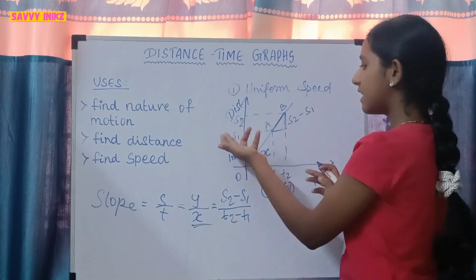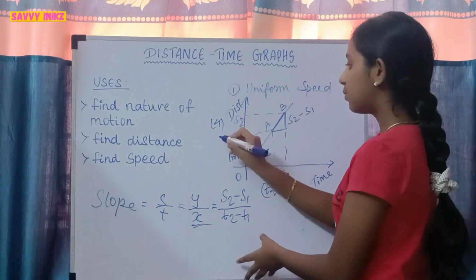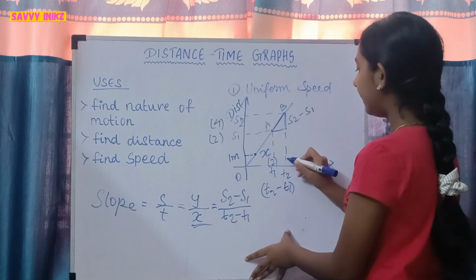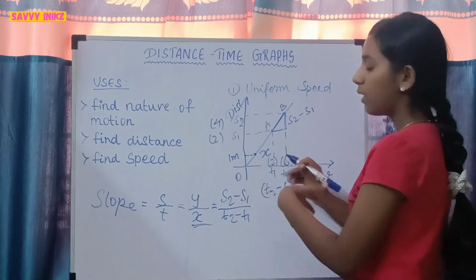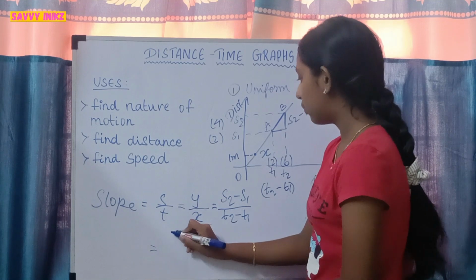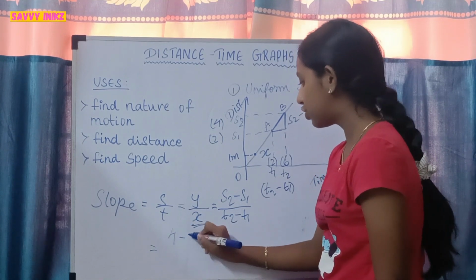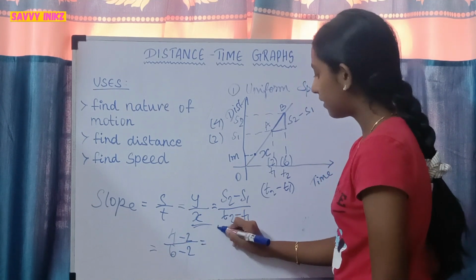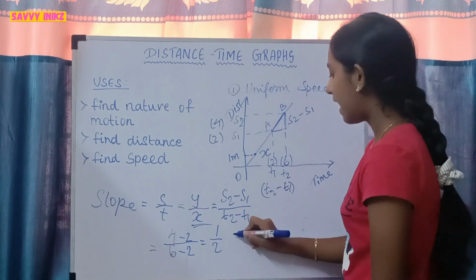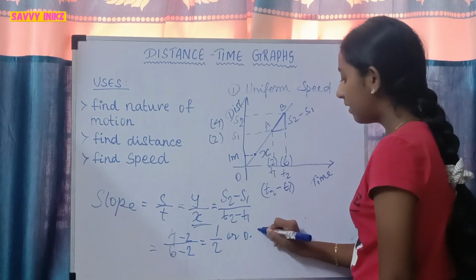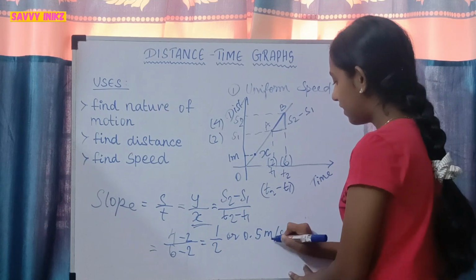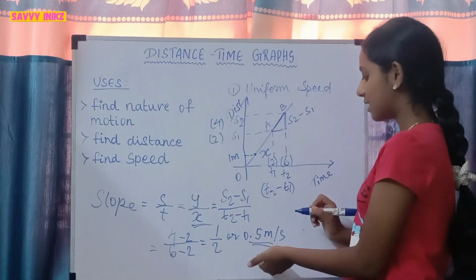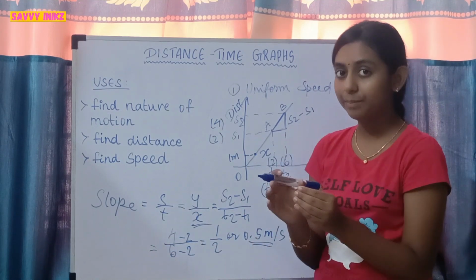I'm mentioning that S2 is 4 meters, S1 is 2 meters, T1 is 2 seconds, and T2 is 6 seconds. Now we have to substitute it and then simplify. Which is 4 minus 2 by 6 minus 2, which is nothing but 1 by 2, or 0.5 meter per second. So this is our speed. By finding the value of slope, you can also find the value of the speed. So this is all about the uniform speed distance time graph.